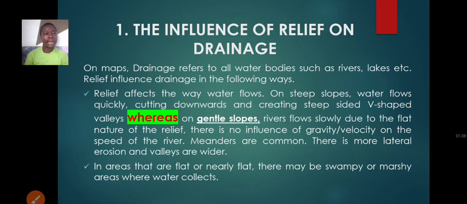Meanders are common where there is what? River flowing easily or gently. And there is more lateral erosion and valleys are what? Wider. Now again, in areas that are flat or nearly flat, there may be swampy or marshy areas where water collects. So you may see areas liable to flood on the map and other things.